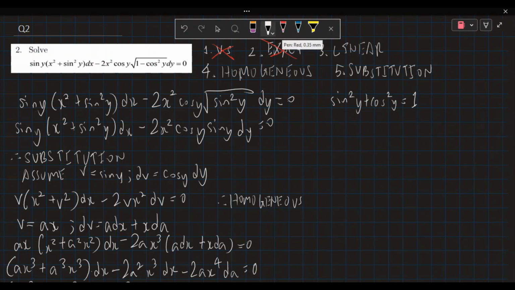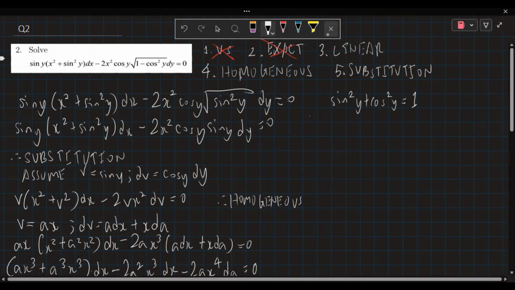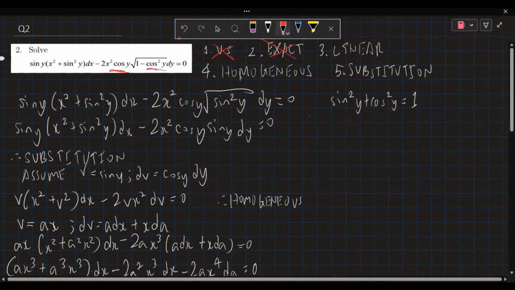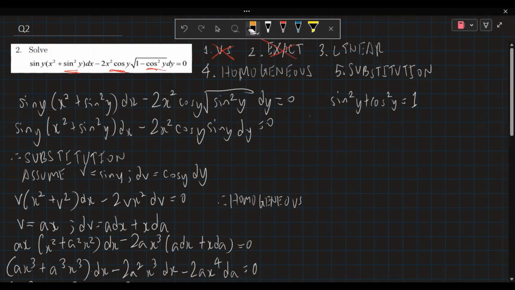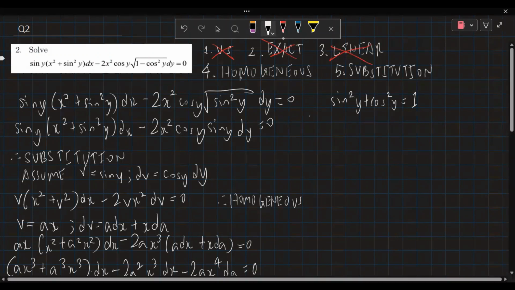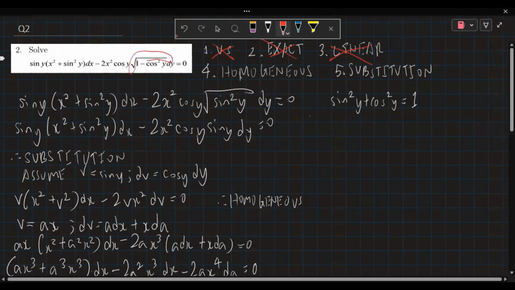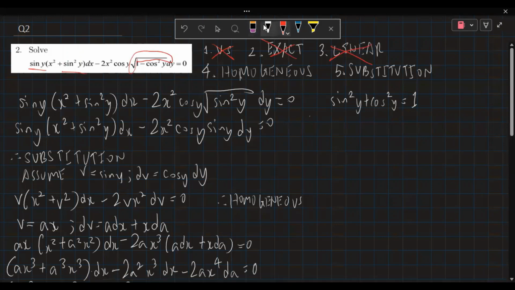So our next classification is linear. We can see it is not linear because we have a trigonometric function, which is not allowed for linear. So let's see if it's homogeneous. For homogeneous, all of the terms have to be of the same degree, and we can see it is not of the same degree, because again, we have the square root, and then we also have trigonometric functions. So, not homogeneous either. All else has failed.